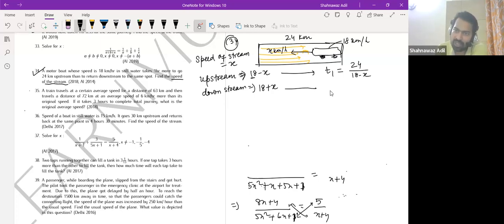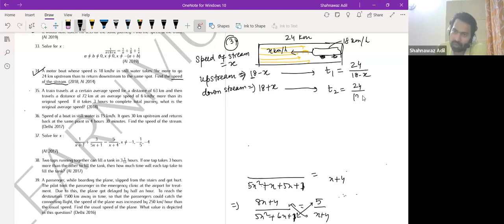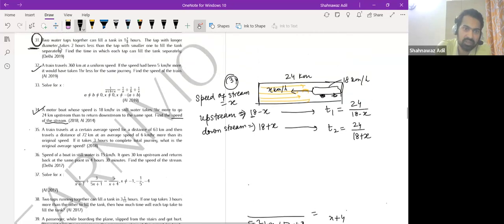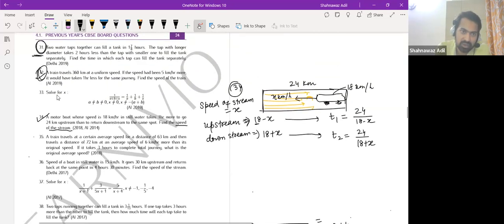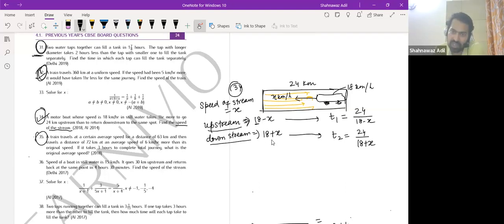Now, what would be T2? 24 by 18 plus x. Good. Did I make this question very difficult? It was an easy question, similar to the previous one. Only this one is upstream and downstream. Downstream we add the speed of the stream, upstream we subtract it.